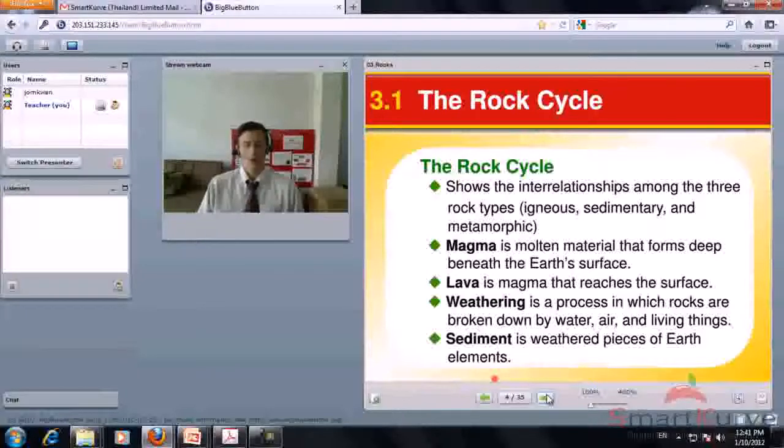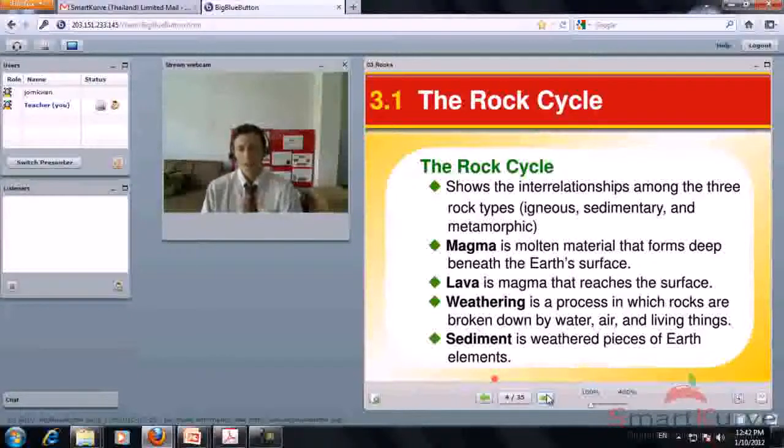On slide 4 we see a few more definitions. Magma is the molten material. Remember, we said molten rock is like liquid rock. That's magma below the Earth's surface. When it reaches the surface of the Earth, we call that lava. That's what we see when we see a picture of a volcano. We know that very hot, glowing rock moving slowly down the side of a mountain. That's called lava. That's liquid rock that reaches the surface.